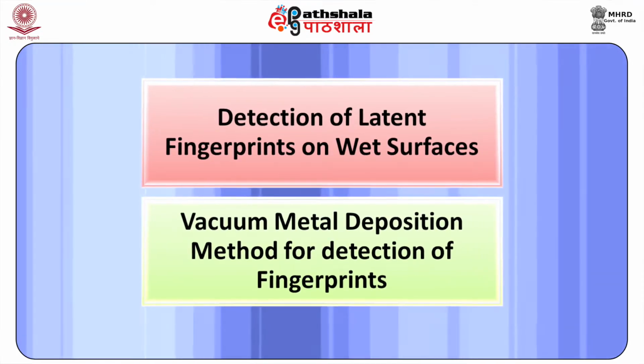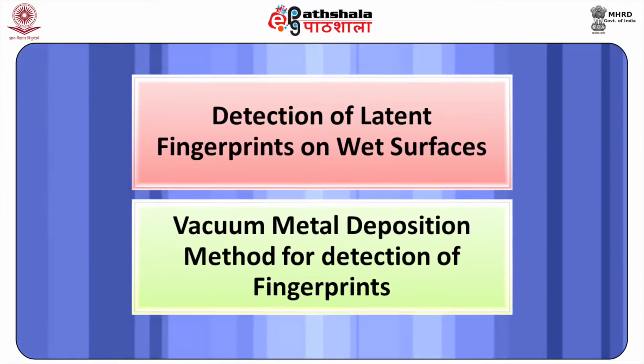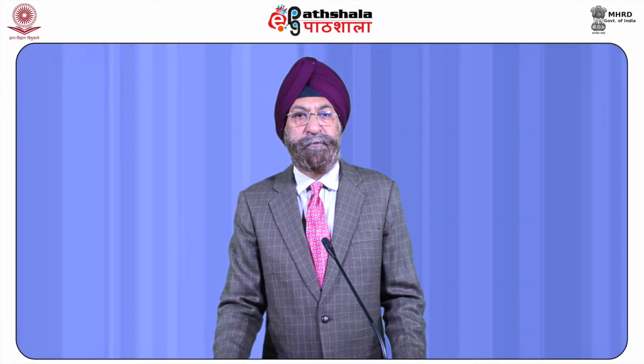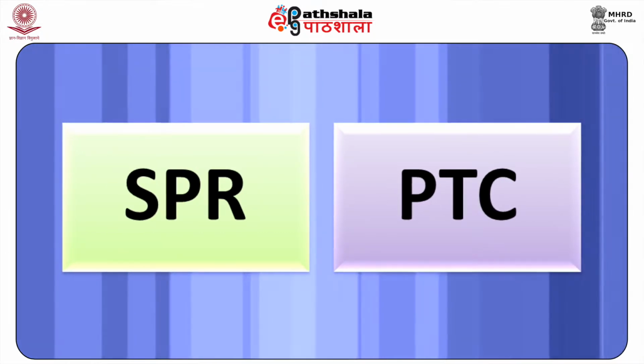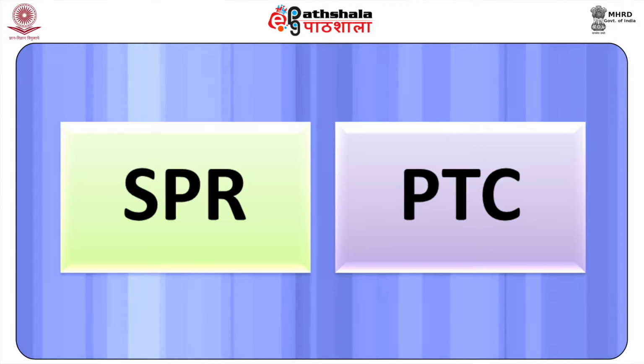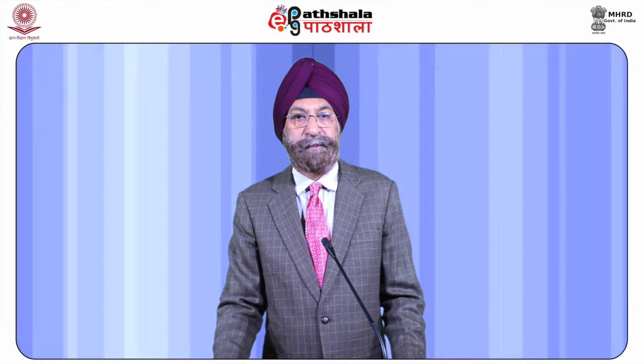In the fifth week, detection of latent fingerprints on wet surfaces and some other impressions will be taken up. The detection of latent fingerprints on wet surface can be done by two relatively new techniques. These are the small particle reagent, abbreviated as SPR, and phase transfer catalyst, abbreviated as PTC techniques. On other surfaces, the vacuum metal deposition method can also be applied for the detection of latent fingerprints.